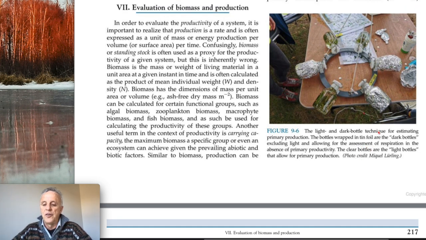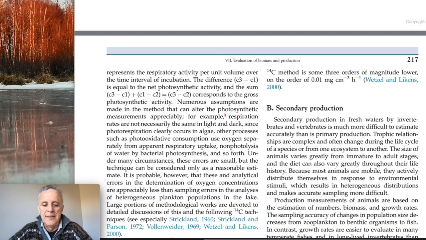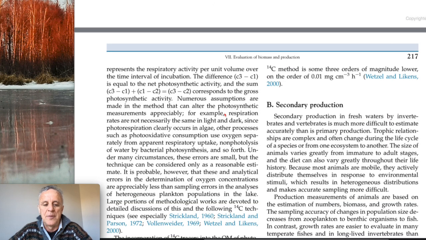So the bottles wrapped in tin foil are the dark bottles right here, excluding light. So there's no light coming into these bottles, allowing the assessment of respiration. There's a water sample in there that was taken at that depth with the material that would be found there. And then these are the bottles that are clear, and there's no metallic foil on them, so the light will be reaching the biota in here. Therefore, instead of respiration as in the darkened bottles, here you have photosynthetic activity, so you have production of oxygen, for example, here.